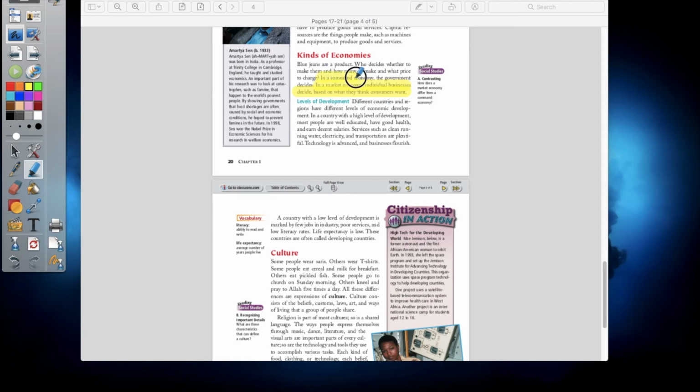We also have a command economy, which is the complete opposite of that, where the government decides what's being produced, what's being sold, what you can buy, what you can't buy, to the point where you have no individual choice and the government kind of controls everything at that point.